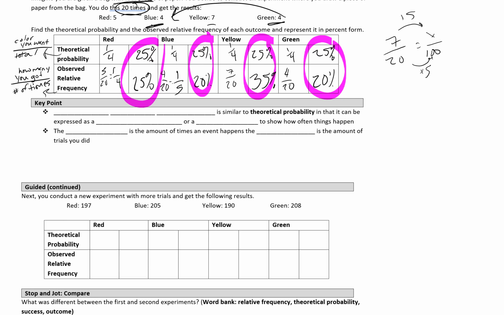So for our key points for today, our first one with our new vocab, we have observed relative frequency. It's similar to theoretical probability in that it can still be expressed as a fraction or a percent to show how often things happen. Just like the other one, our numerator is the amount of times an event happens. So how often did something occur? And the denominator is the amount of trials you did, just like we just showed in our guided.